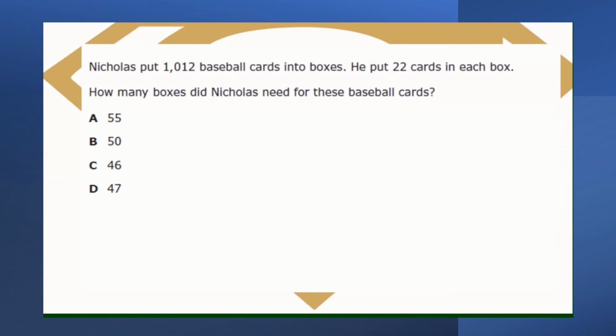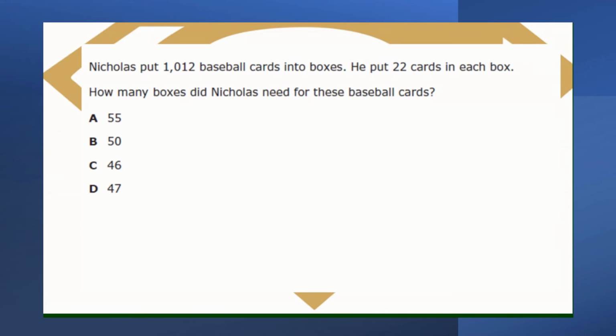But here we go. So let's read this together, all right? Nicholas put 1,012 baseball cards into boxes, okay? So he put them into boxes. He put 22 cards in each box, okay? 22 cards in each box. How many boxes did Nicholas need for these baseball cards?